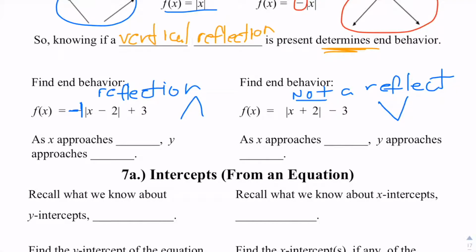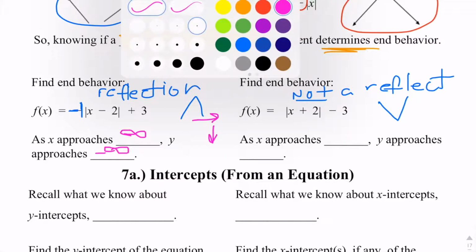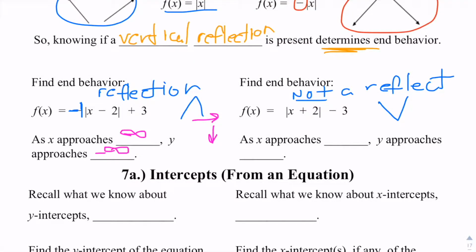So as x approaches infinity on this graph, y is going to approach negative infinity. And as x approaches negative infinity this way, y is still approaching negative infinity. So when there's a reflection, the y approaches negative infinity both ways.